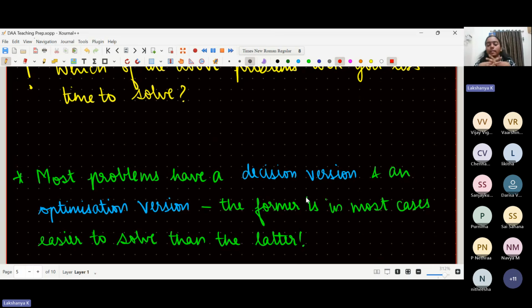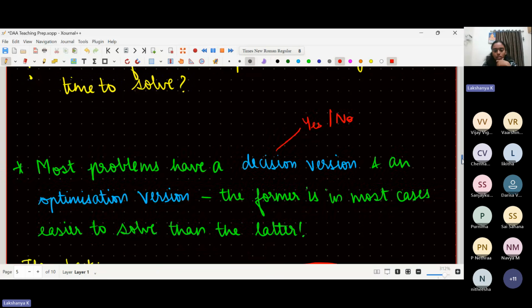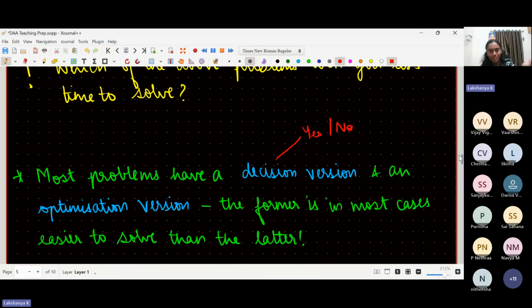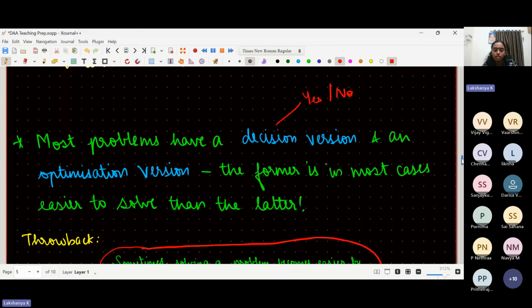And when I say decision version, it is something like I give you a solution and I ask you to check, is this a valid solution? Is this the best possible solution? So a decision version is basically anything which outputs either a yes or a no. And in most cases, the decision version is easier to solve than the optimization version, right? For obvious reasons. Almost always it's easier to check something than to actually solve and arrive at the answer, right?